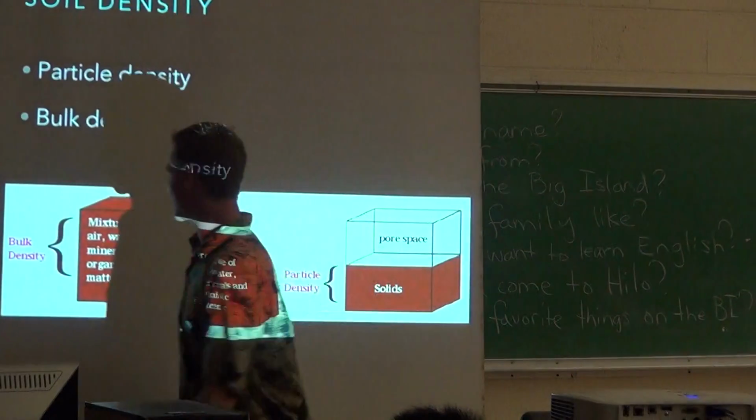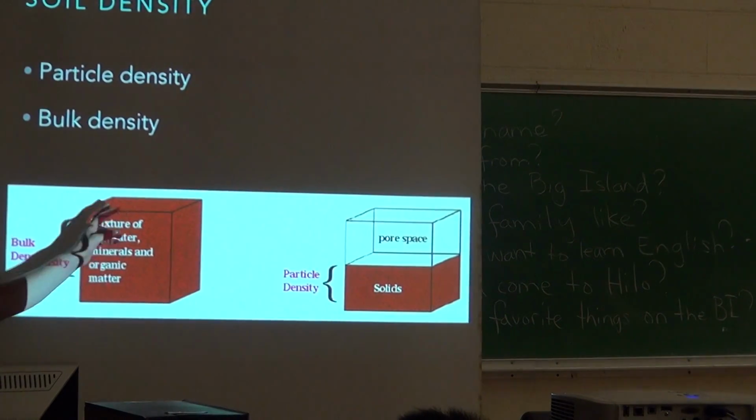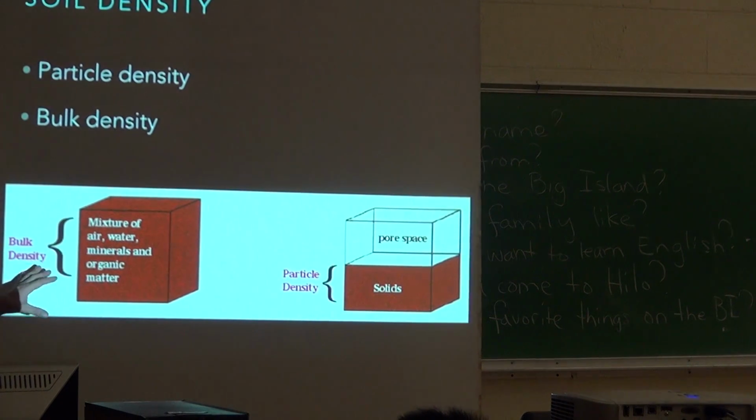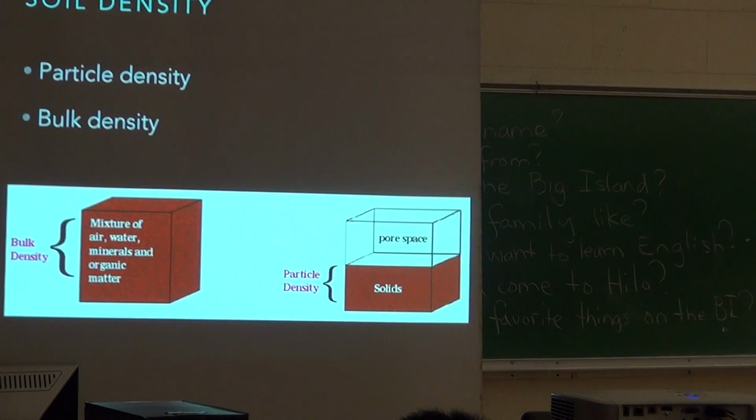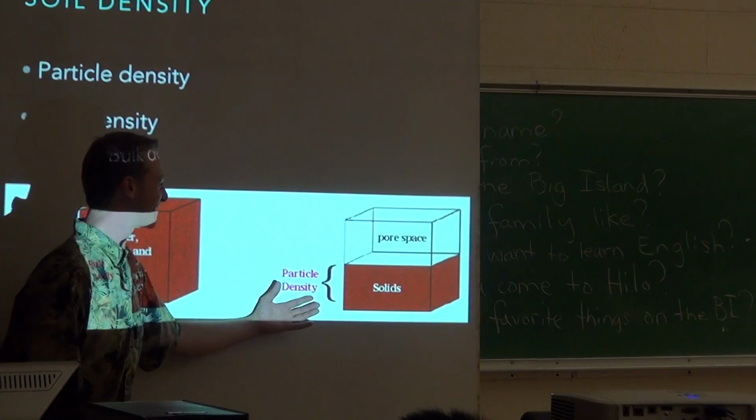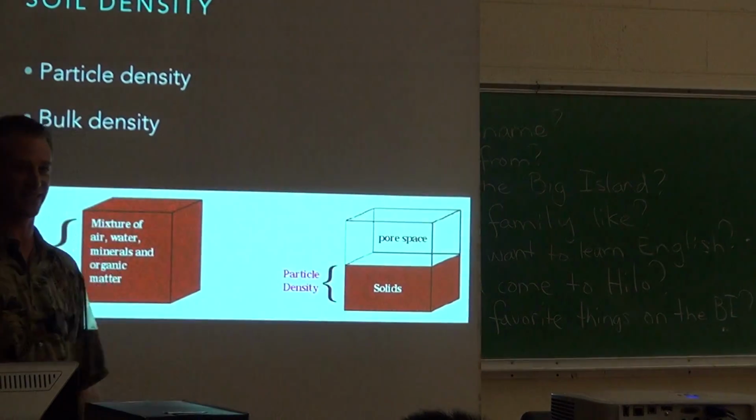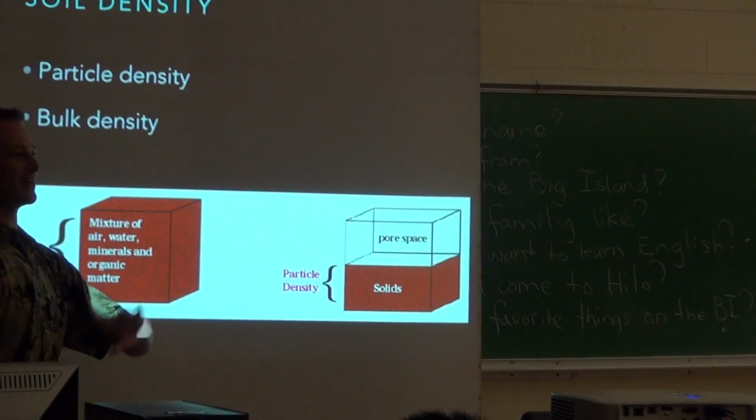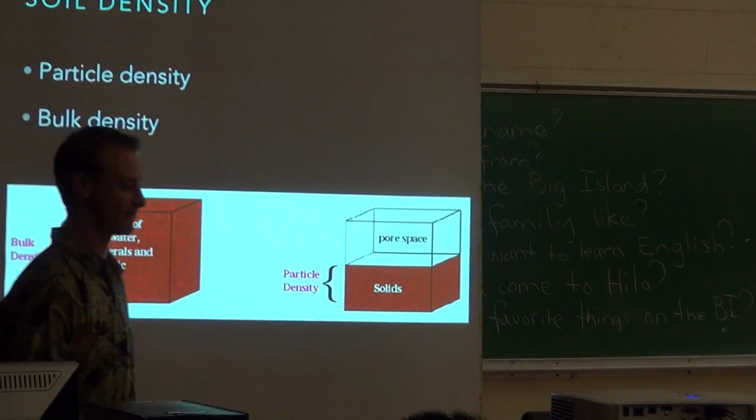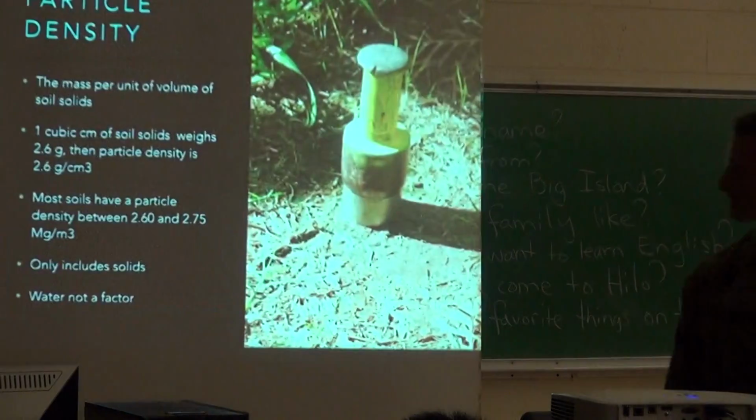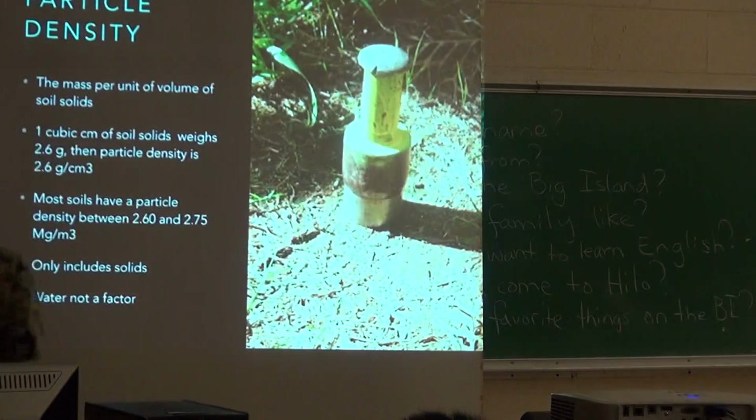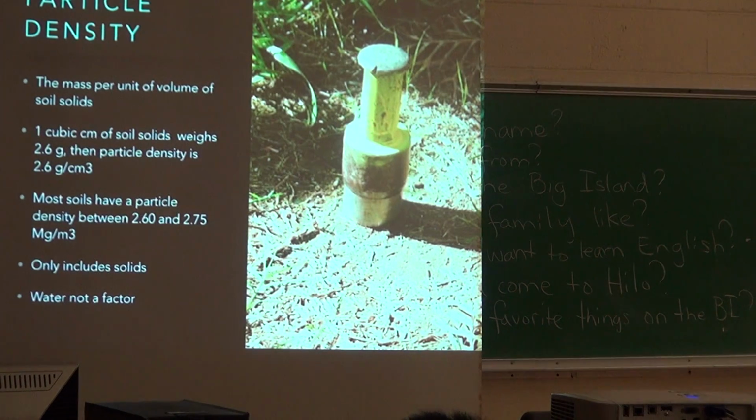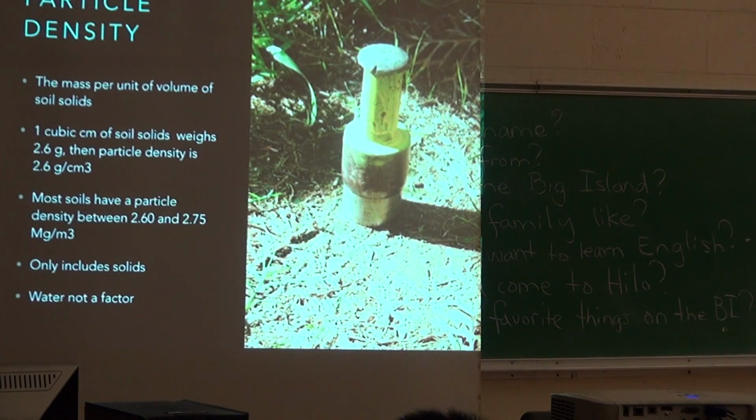Bulk density is nothing more than the mixture of air, water, organic matter, and minerals. So basically everything, right? Particle density does not include the pore spaces, water and air. Those things are not a factor. Particle density is defined as the mass per unit of volume of soil solids.